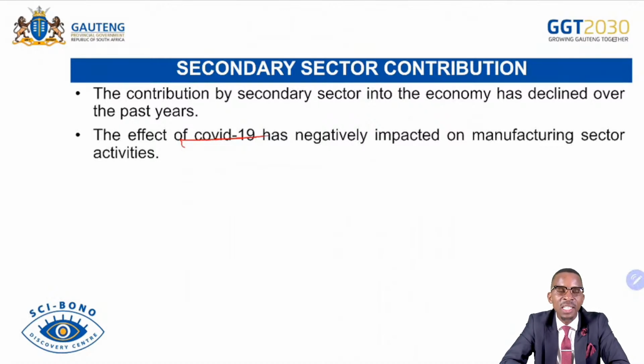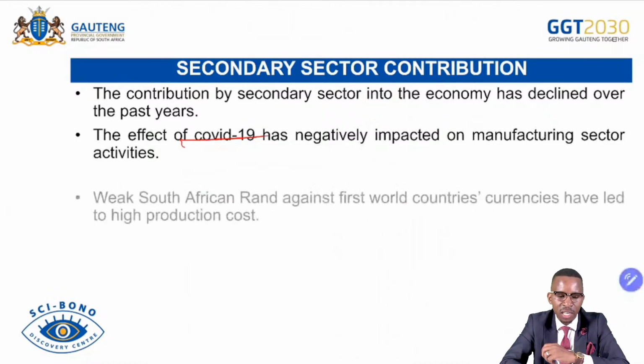Also, the other reason that is currently in place is load shedding, where there is a cut of electricity in most of the places. That has led to businesses having to find some ways of producing. Others simply shut down during the course of load shedding and wait until the electricity returns. That has led to the decline in the contribution by the secondary sector in the economy.